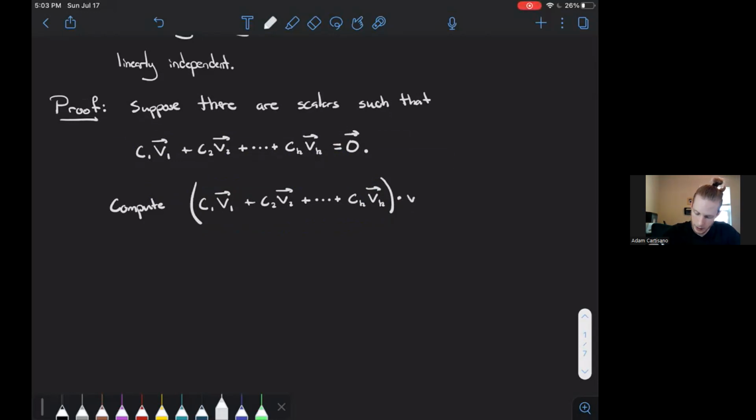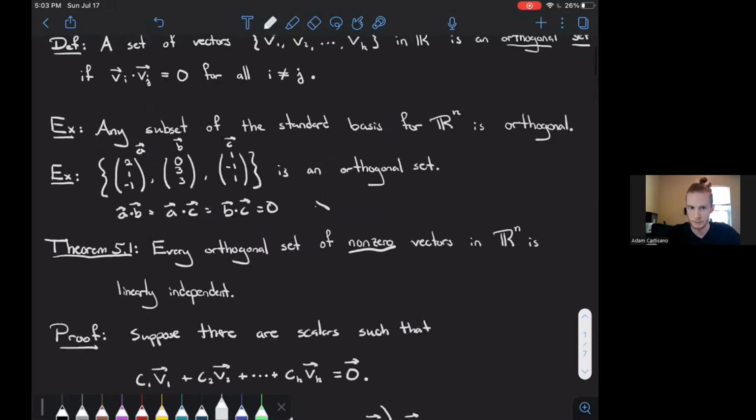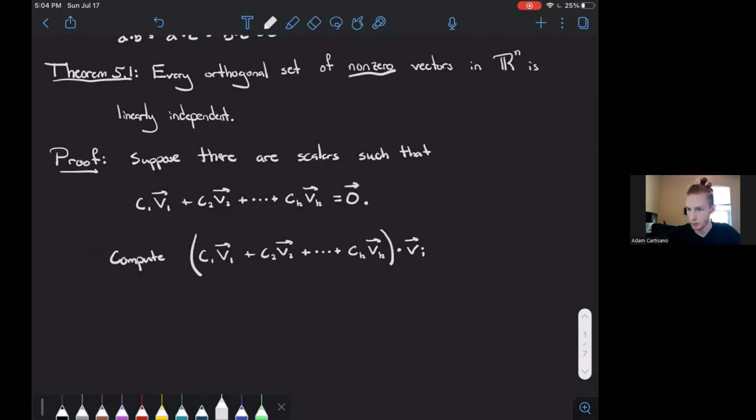Dot vi. And I'm not even specifying which i. We're going to take one of the vectors in the set. I don't care which one. If you want to work this with the example here, you can literally use any vector. Any vector in the set will work here. Do the dot product of one of your vectors with the entire linear combination. Well, that is precisely 0 dot vi, which is just 0.